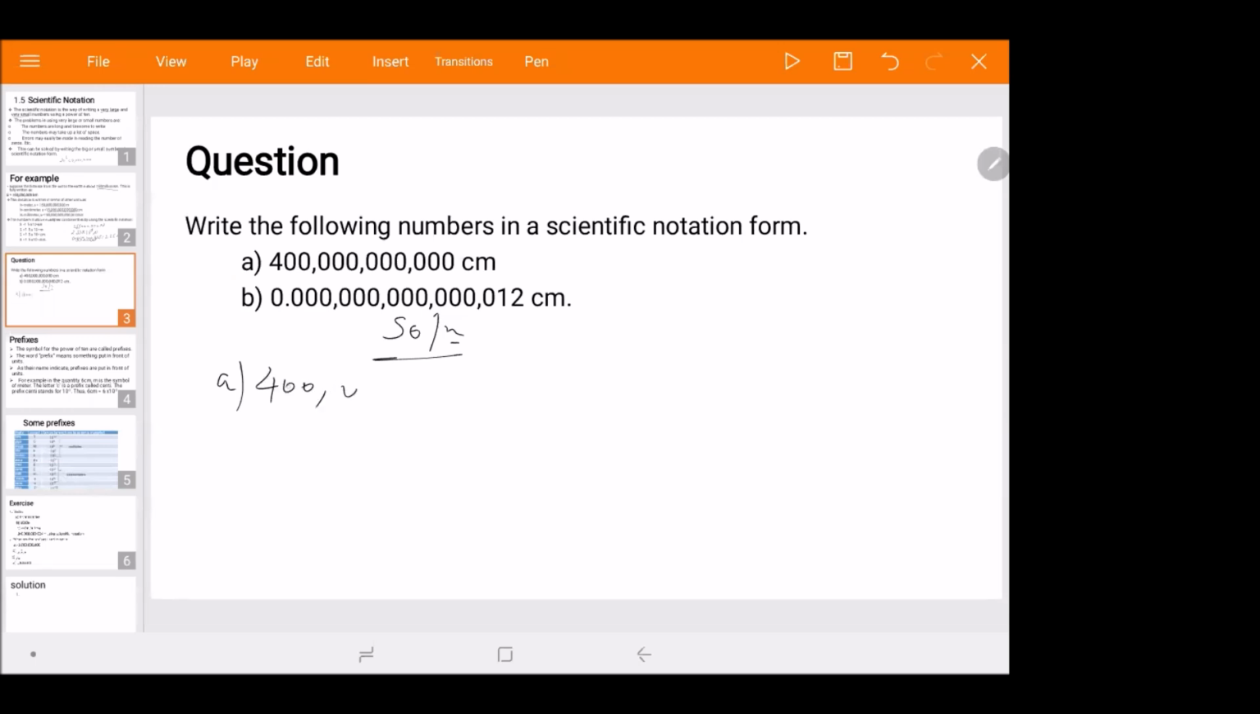4, 0, 0, 1, 2, 3, 1, 2, 3, 3 centimeter. Count: 1, 2, 3, 4, 5, 6, 7, 8, 9, 10, 11. So it is 4 times 10 to the power of positive 11 centimeter. What about B?